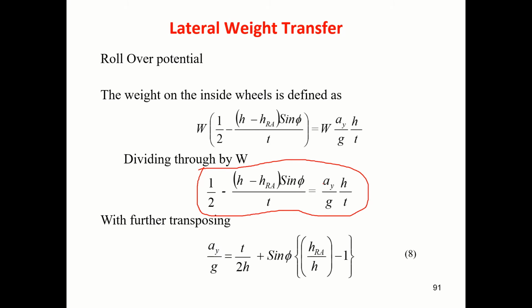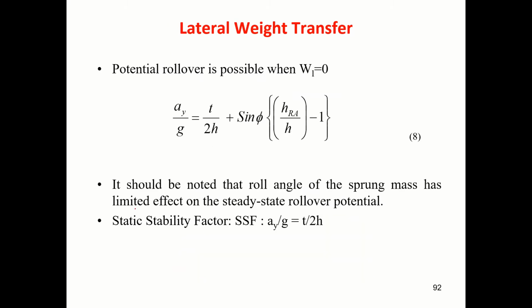Okay, let me now, keeping Ay by G on left, T by H, if I transfer to this side, I'll be getting this equation. Correct? So I can write like this. If Ay by G value reaches to this value, then the load on the left wheel or inner wheel will become 0 and the vehicle may roll over.